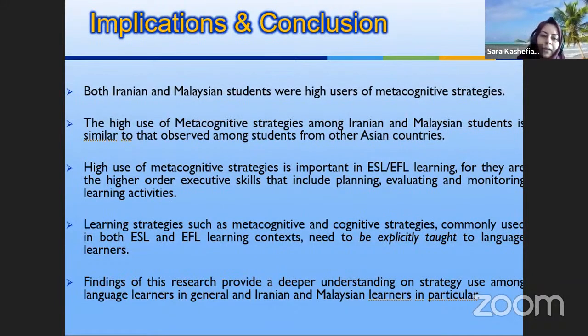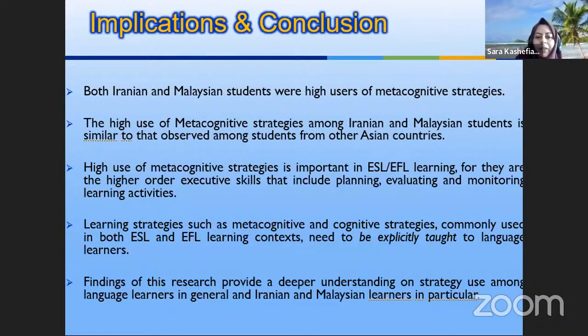The high use of metacognitive strategies among Iranian and Malaysian students is similar to that observed among students from other Asian countries, such as Japan, China, Korea, Palestine, and Taiwan, as reported in studies of Hanafiya 2021, Wafa Abu Shmais in Palestine 2003, and Oxford et al. 1990, etc. High use of metacognitive strategies is important in ESL and EFL learning, for they are the higher order executive skills that include planning, evaluating, and monitoring learning activities.